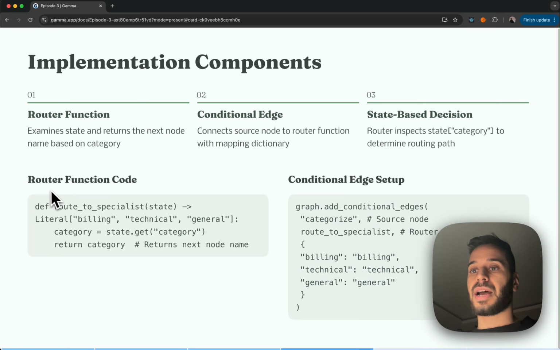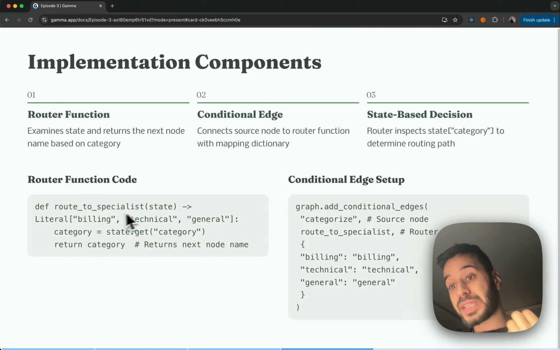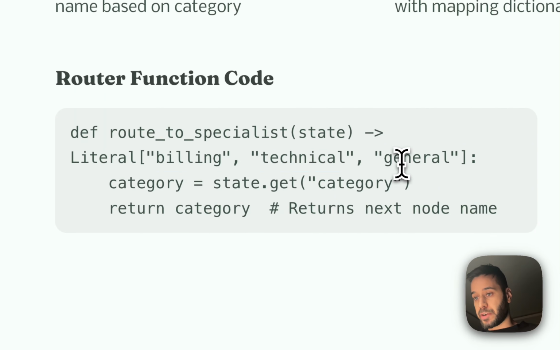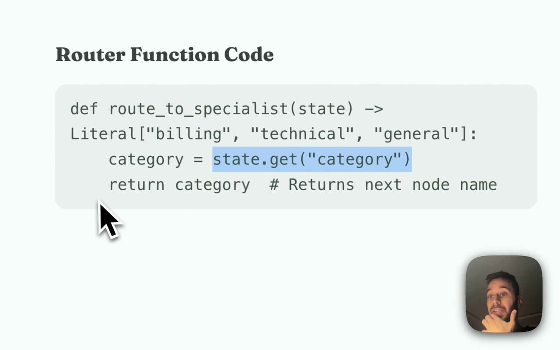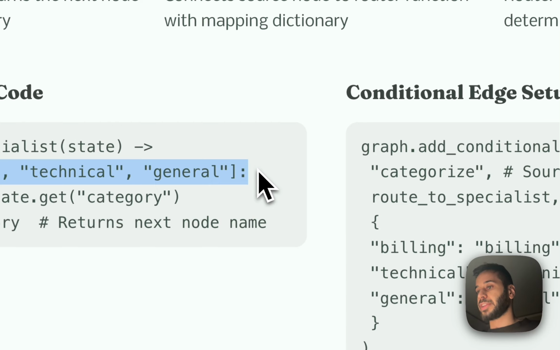Okay, so now here's how the router function looks. We have a route to specialist function that takes the state as input, uses that state, and returns the target node name. In this case, it's going to be either billing, technical, or general. So it reads the category from the state, and then it returns the category, which is the name of the target node.